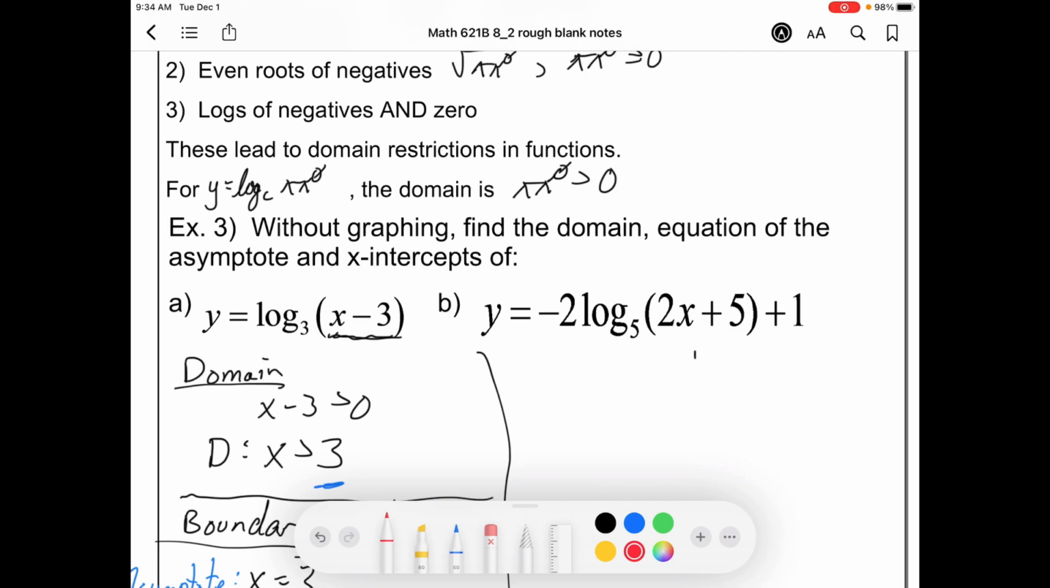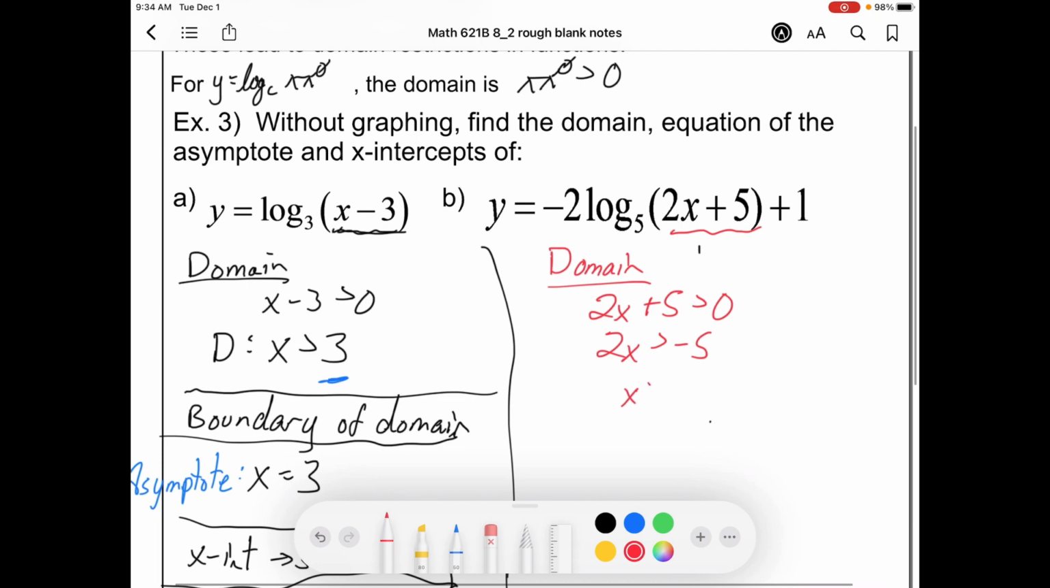Let's take a look at the same stuff for this one. So we've got log of something or other. For the domain, that something has to be greater than 0. So 2x plus 5 has to be greater than 0. The negative 2 out front and the 1, they don't make a difference. They are vertical transformations. They don't affect the domain. So we'd have 2x is greater than negative 5, or x is greater than negative 5 over 2.